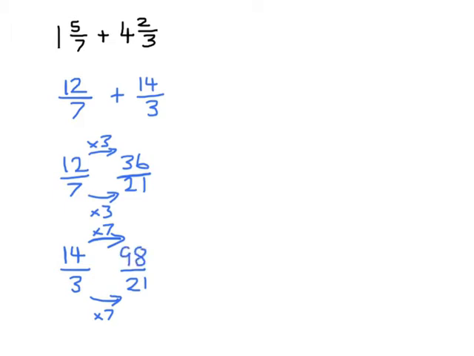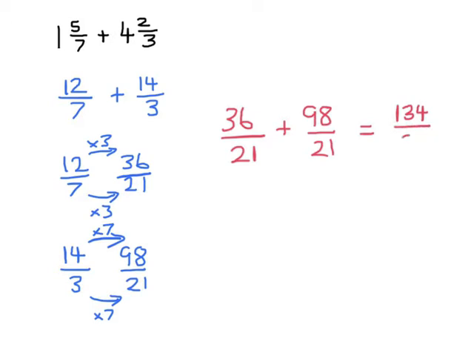Now I've got the two fractions that I can add together. So I've got my 36 over 21, and I've got my 98 over 21. And I can just add these together. So when I do that, I've got 36 add 98 on the top, which is 134, and it's still going to be over 21.